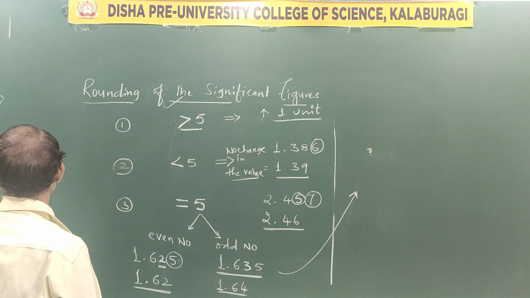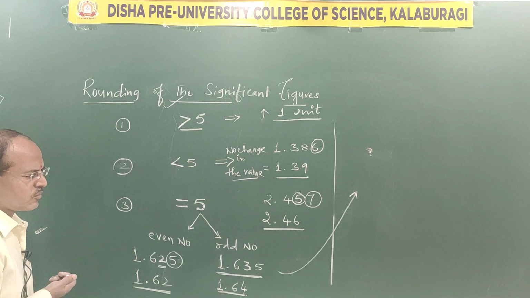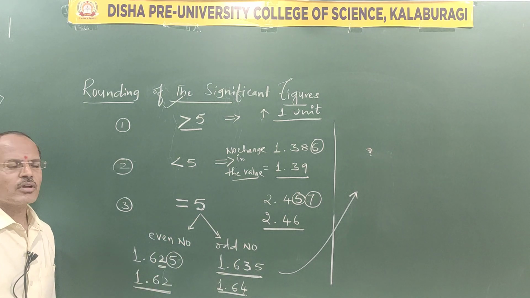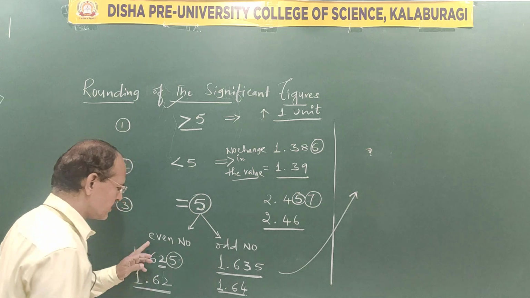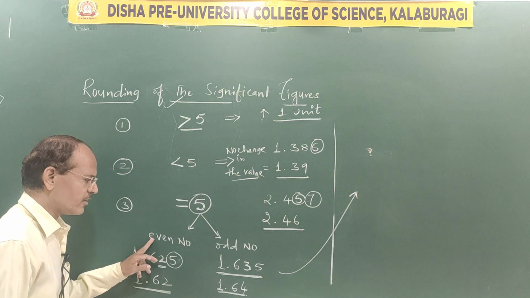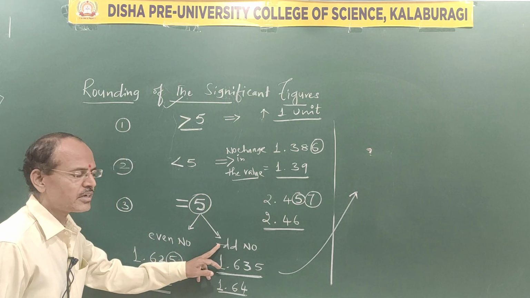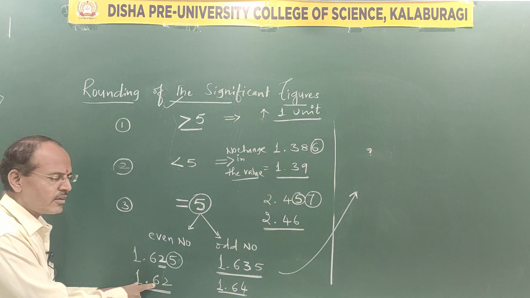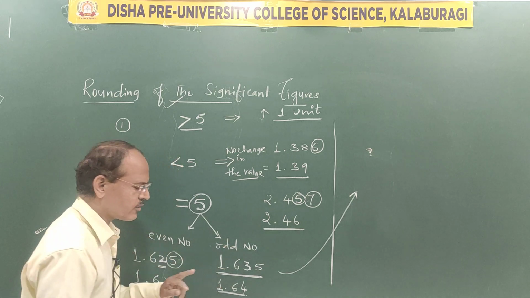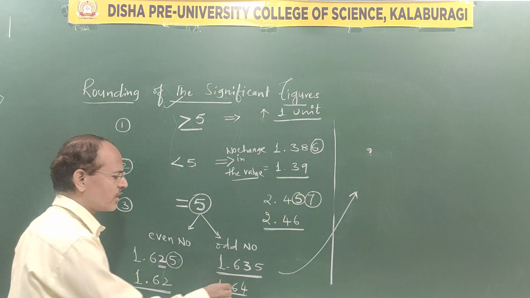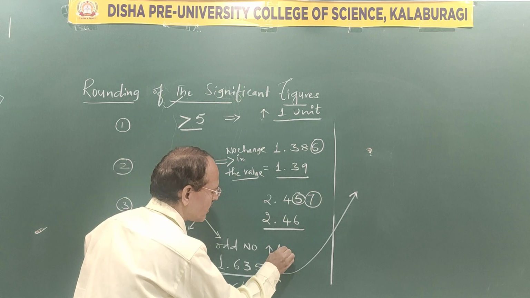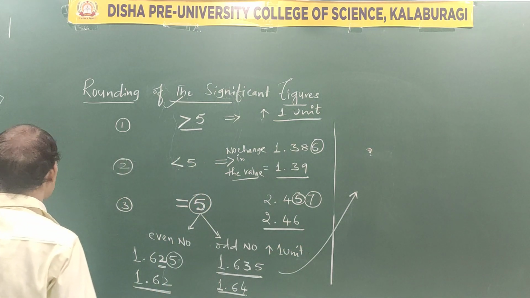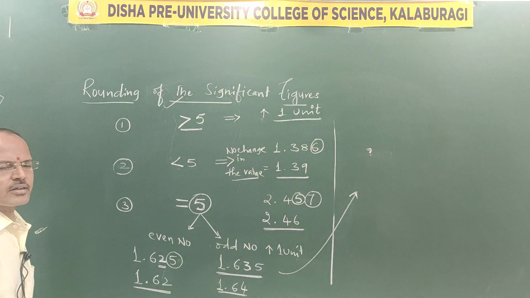So that is about when it is equal to 5. When it is equal to 5, there are two possibilities. One, if it is an even number, and another possibility is an odd number. If it is an even number, write it as it is. If it is an odd number, it is increased by 1 unit. Okay, so that is about the point.